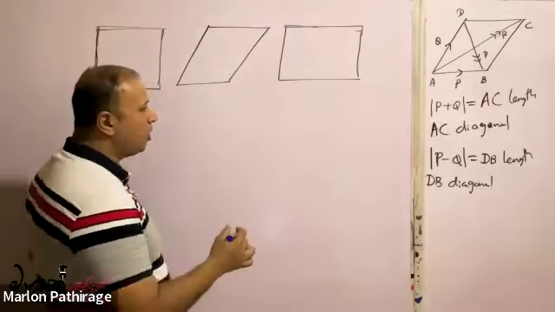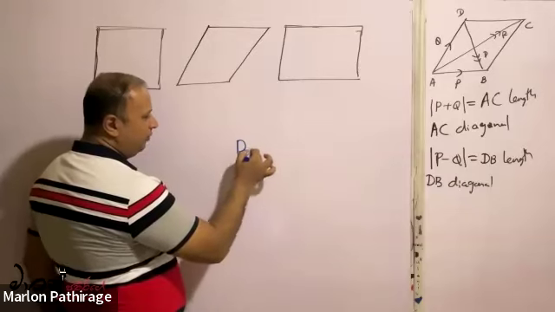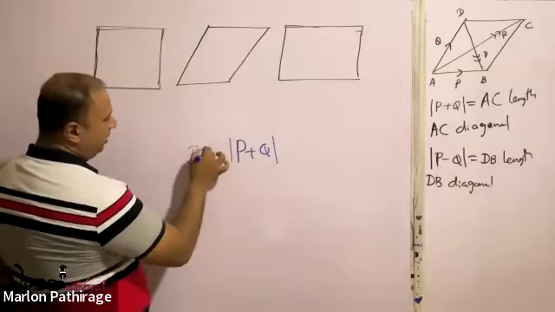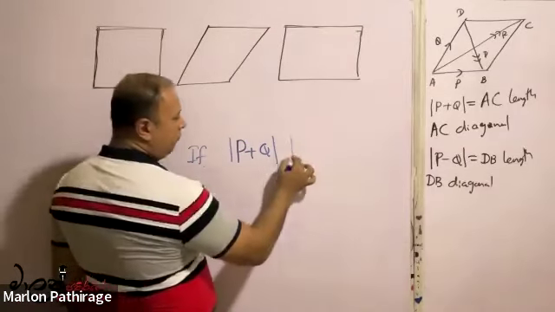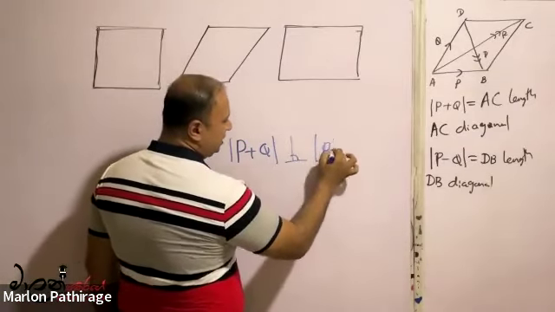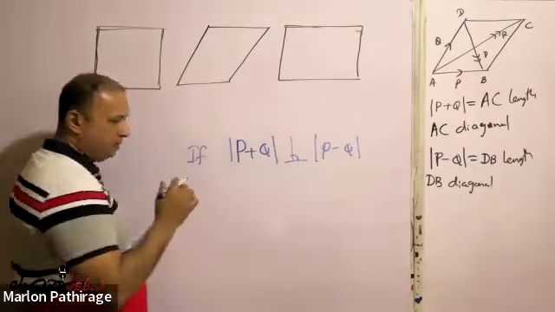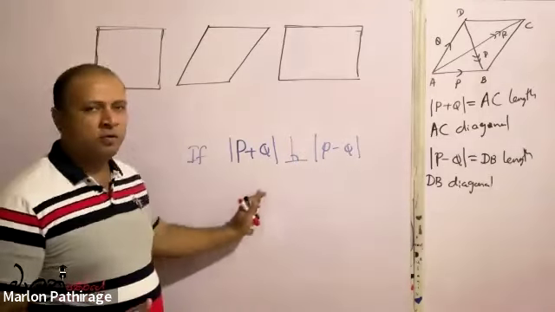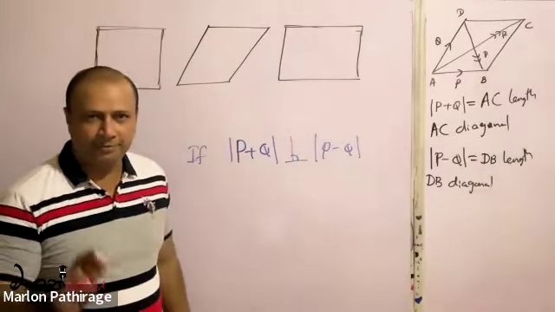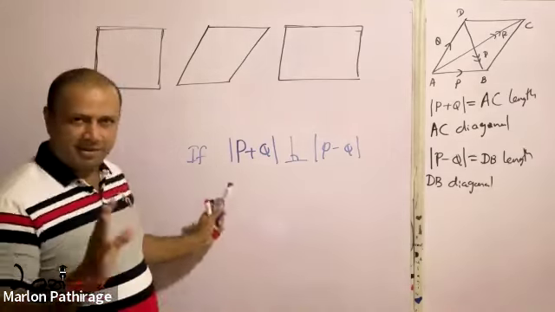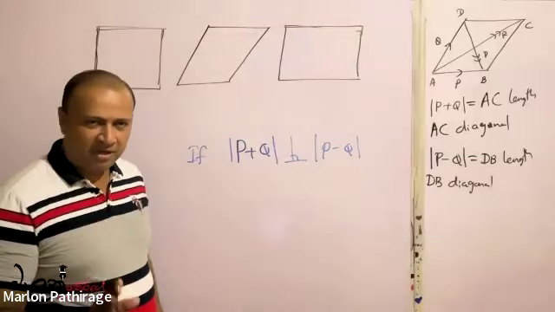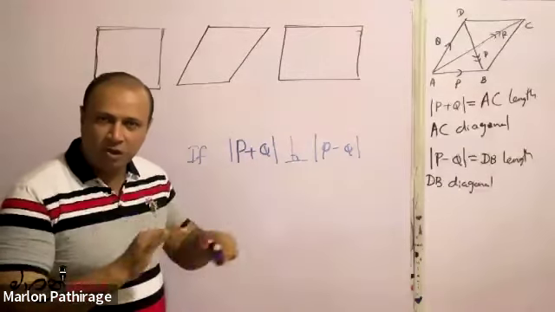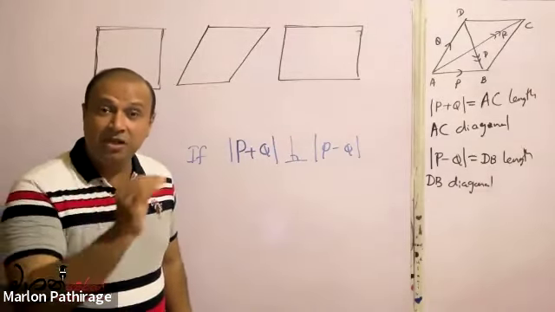Okay. Then think like this. Suppose you are given this kind of question: P plus Q perpendicular to P minus Q. Then you have to prove some result, and this is the data. What is the data? P plus Q modulus perpendicular to P minus Q modulus. So what is the meaning of this one?